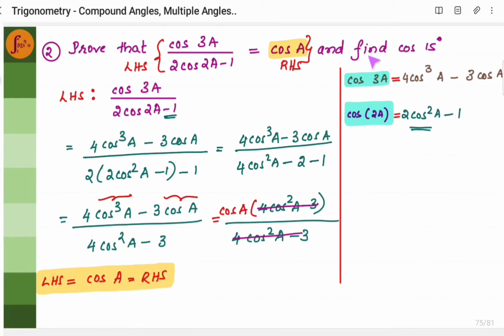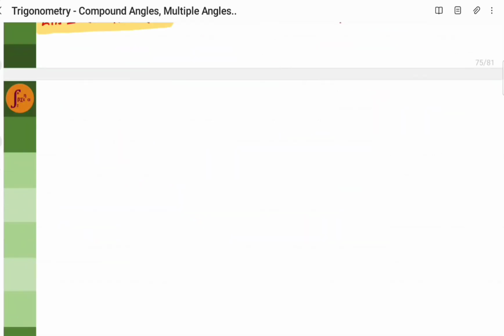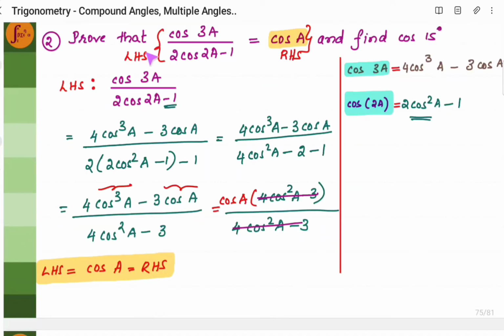Now we'll have to find cos 15. This is the second part of the problem. So what is cos 15? For this entire expression, we got cos A as the answer. Now instead of A, we'll substitute 15. So cos 15. Wherever there is A, we'll put 15, right? We will substitute.